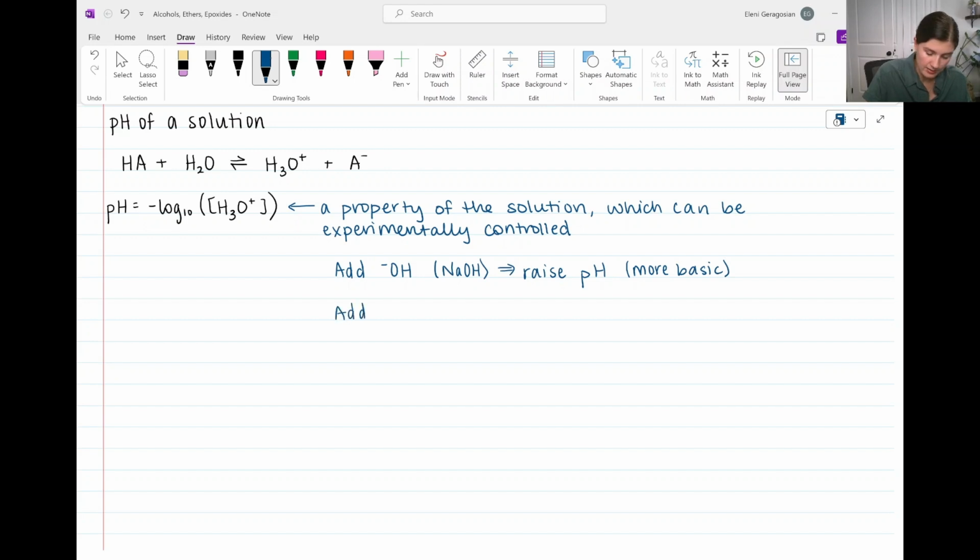If you add H plus ions, like in HCl or some acid, this will lower the pH, or create a solution that's more acidic. So this follows a similar pattern to pKa, where lower pKa, stronger acid, lower pH is a more acidic solution, and higher pKa, weaker acid, higher pH, more basic solution.